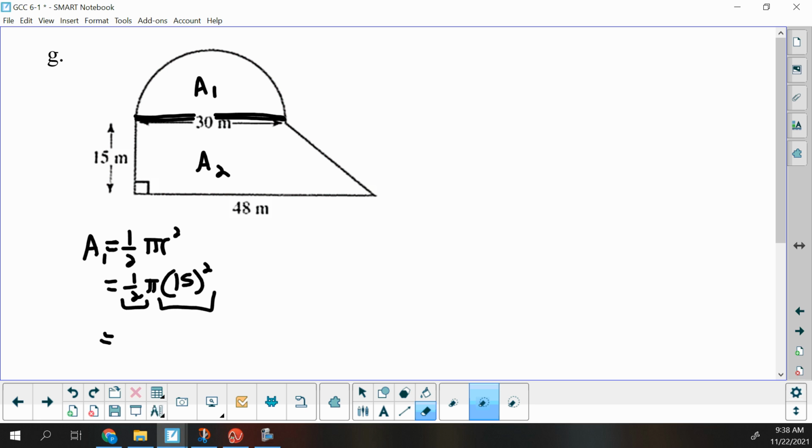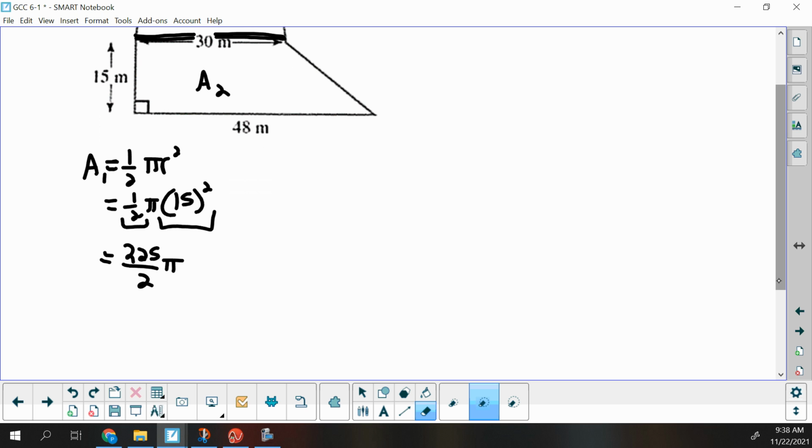And you should have one of two things. You could have either had 225 over 2, and we'll tack the pi on after, or when you divide by 2, it's a decimal that terminates, so we can do that if we want: 112.5 pi. If your decimal did not terminate, meaning it ends, then you would have to leave it in fraction form. So either of these are fine for our area 1.